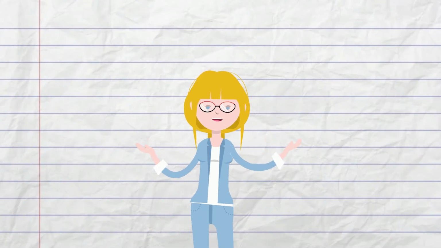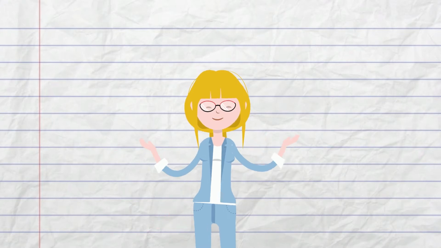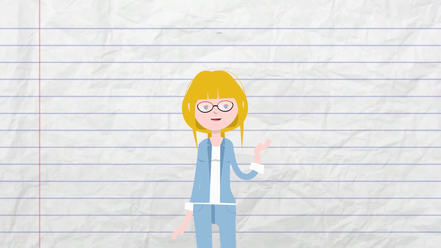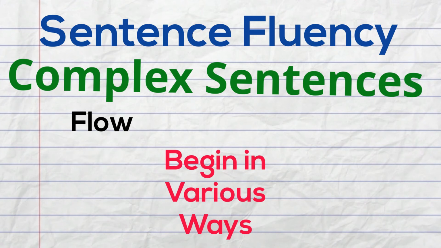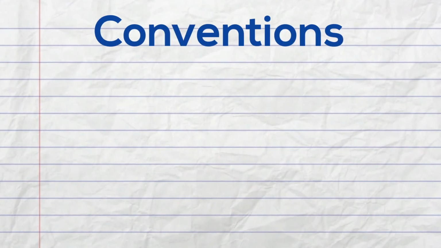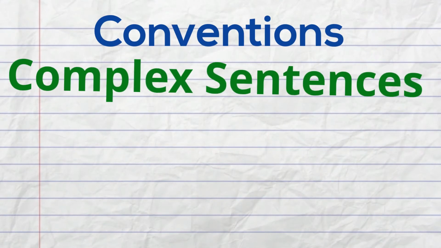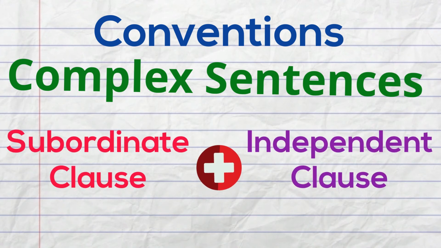Also, you will be addressing 2 of the 6 traits of writing when you use complex sentences in your writing. First is sentence fluency, because complex sentences will make your sentences flow, begin in various ways, and help add different types of sentences to your writing. And second is conventions, because complex sentences require both subordinate and independent clauses, which can help your readers see how the ideas connect to each other in a logical manner.